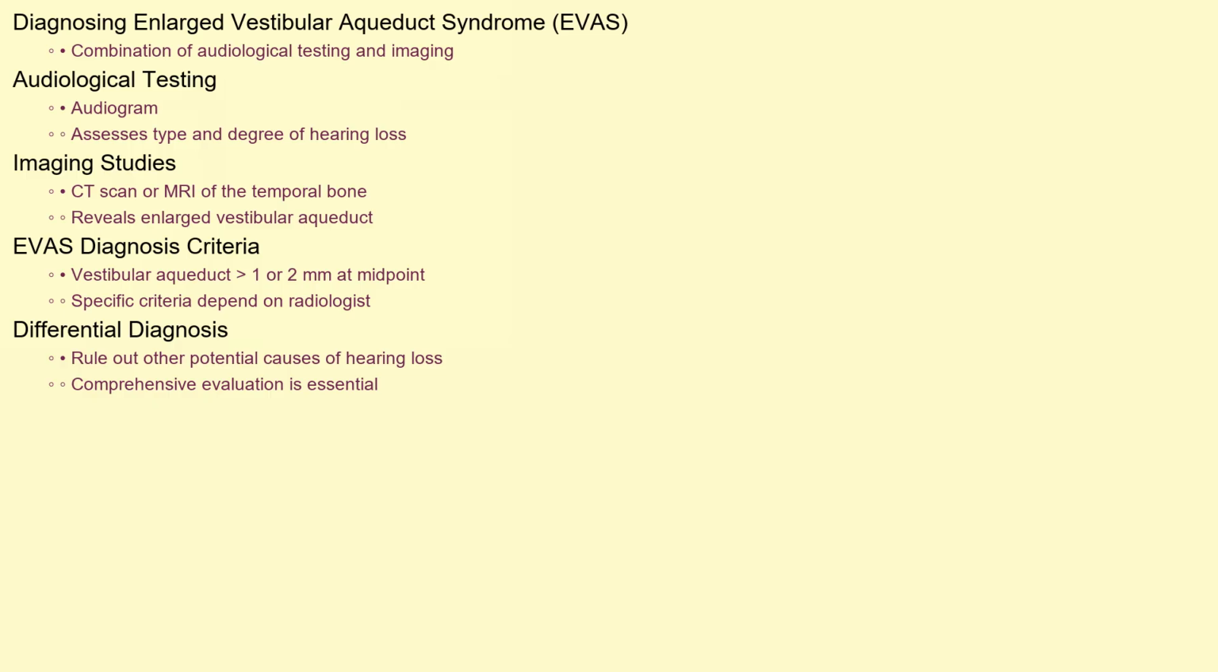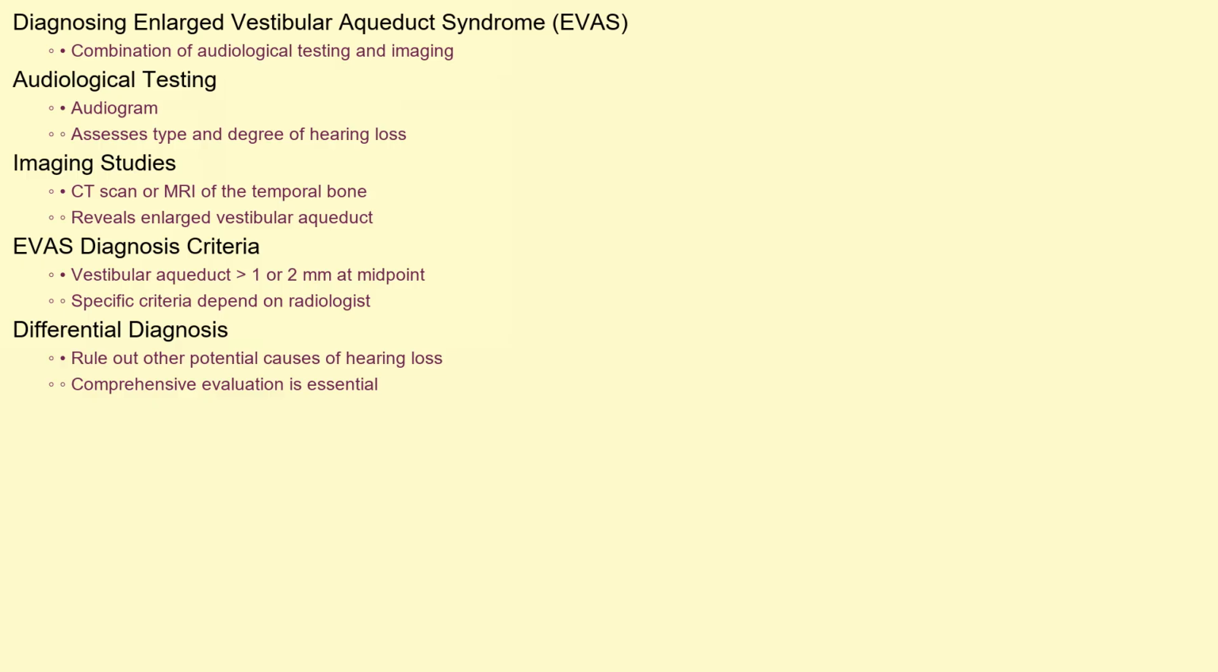Diagnosis of EVAS typically involves a combination of audiological testing and imaging studies. An audiogram will assess the type and degree of hearing loss. The definitive diagnosis is made through imaging, typically a CT scan or MRI of the temporal bone, which reveals the enlarged vestibular aqueduct. A diagnosis of EVAS is generally confirmed when the vestibular aqueduct is greater than 1 or 2 millimeters at its midpoint, depending on the specific criteria used by the radiologist.